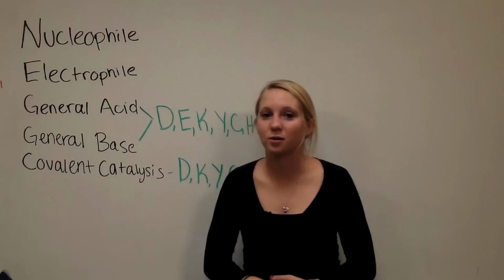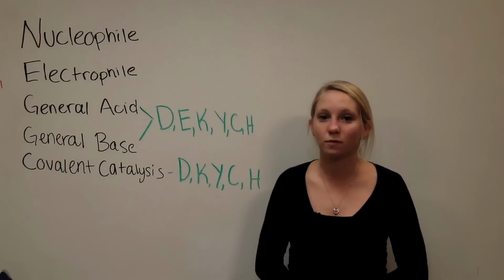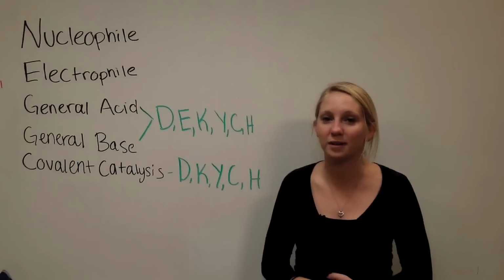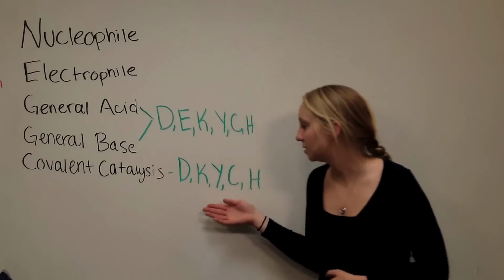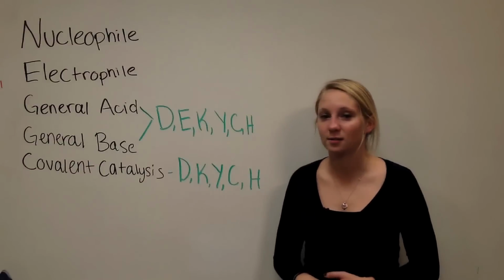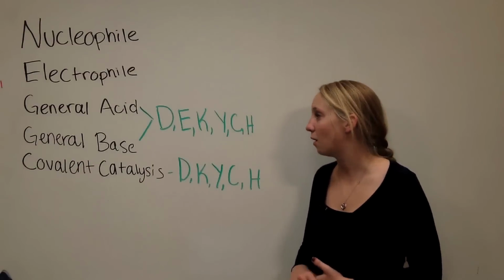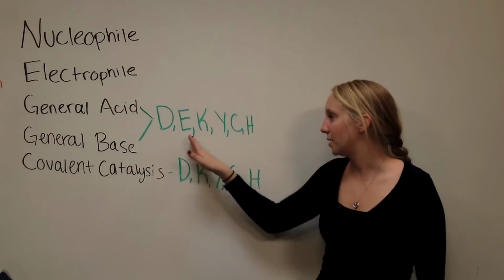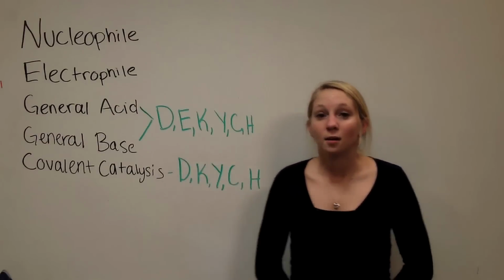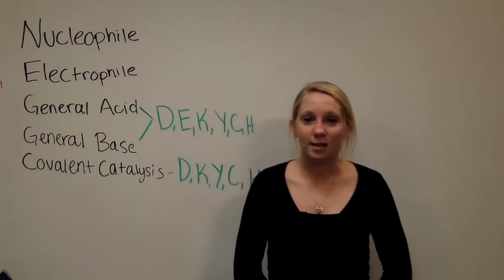And lastly, I have up here covalent catalysis, which just refers to a transient or temporary covalent bond that can form between enzyme and substrate. And here I have the residues listed that are able to act in covalent catalysis. And if you'll notice, those are all the same residues that can act as a general acid or general base, minus, of course, glutamate.